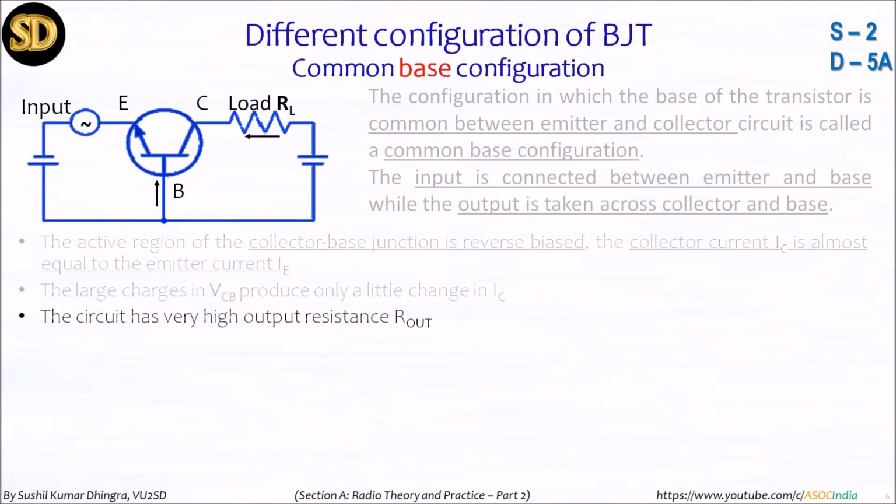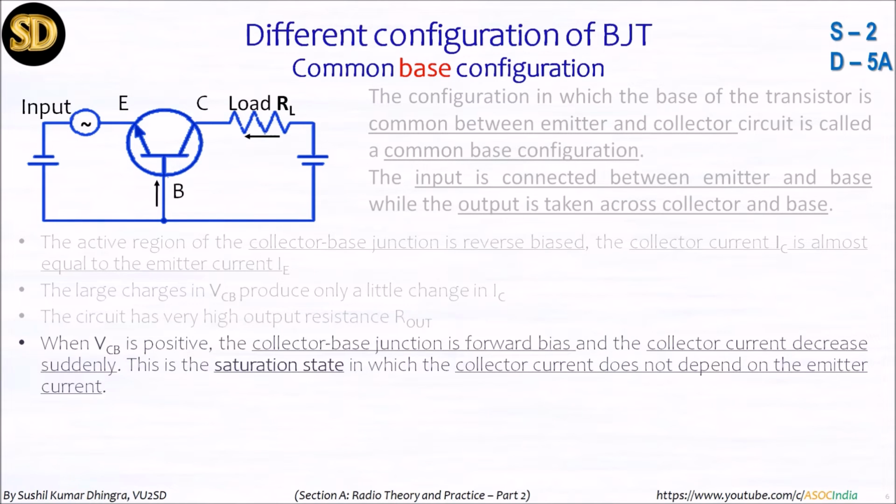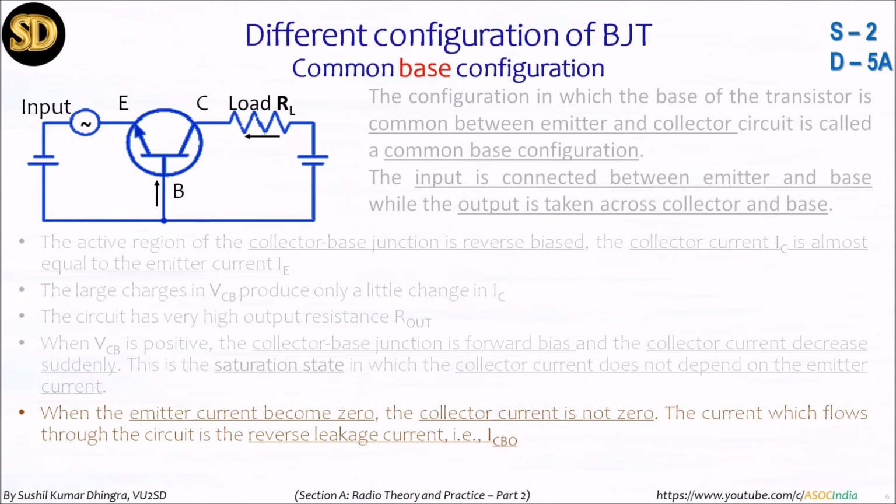When VCB, the voltage between collector and base, is positive, the collector base junction is forward biased and the collector current decreases suddenly. This is called the saturation state, in which the maximum current will flow and there are no changes on inputs, in which the collector current does not depend on the emitter current. When the emitter current becomes zero, the collector current is not zero. A little bit of current will flow, and that little bit of current is called reverse leakage current, and that is ICBO. I means current, CBO means collector base with emitter open, a leakage current.